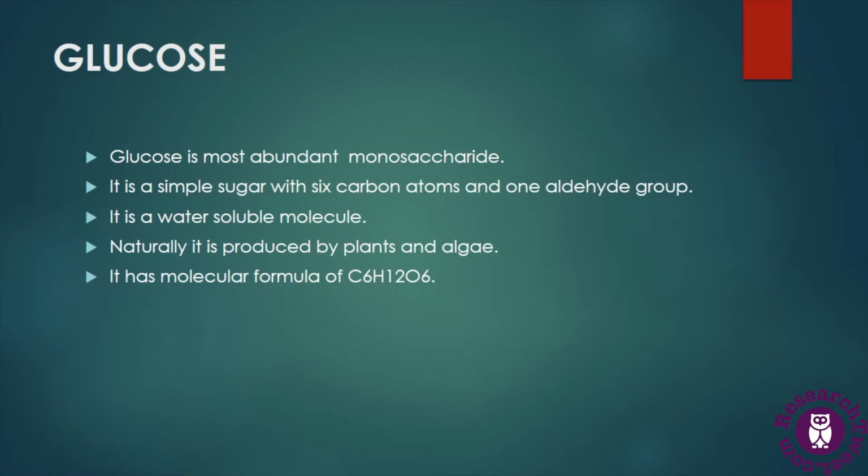Glucose is one of the most abundant monosaccharides, and we know what monosaccharides are. They are the simplest sugars, which cannot be hydrolyzed further. Glucose is a 6-carbon sugar having an aldehyde group, thus it is also called an aldose sugar, and its molecular formula is C6H12O6. Naturally, glucose is produced by photosynthetic organisms like plants and algae by the process of photosynthesis, and all heterotrophic organisms consume it from plants and plant products.